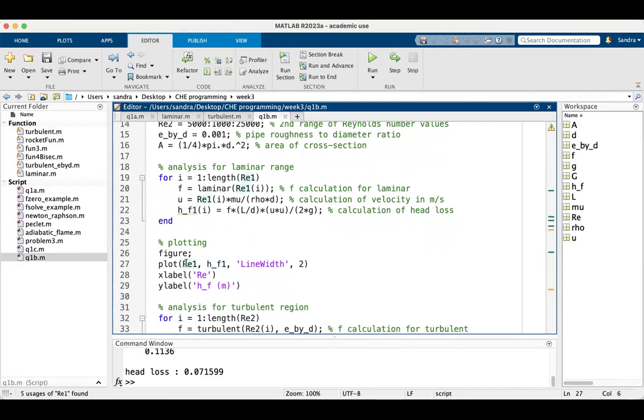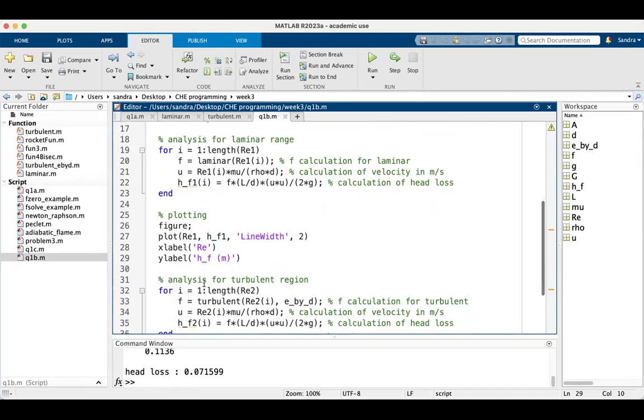Then you plot Reynolds number versus the head loss. It's a line plot. Basically, the X label I'm adding as Reynolds number, and the Y label is the head loss, which is in meters.